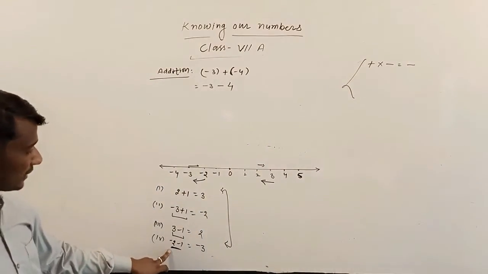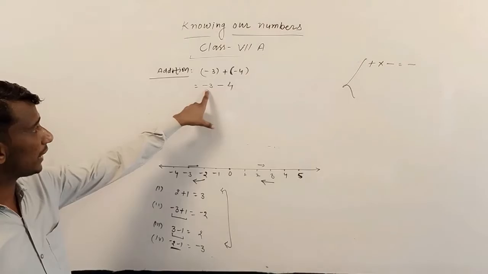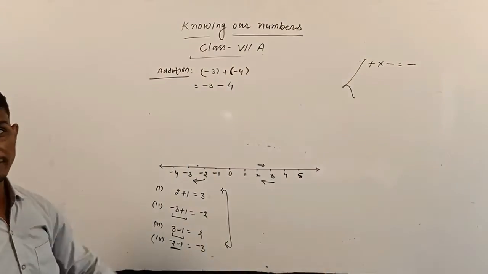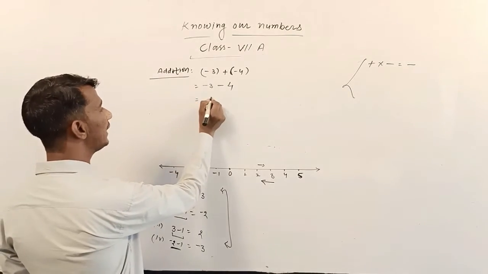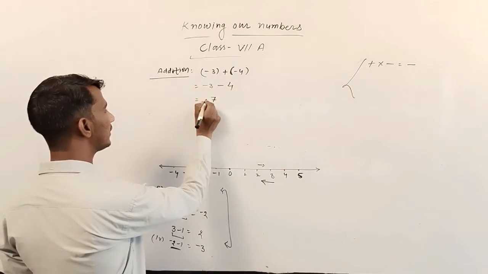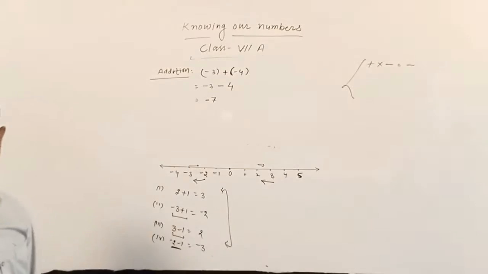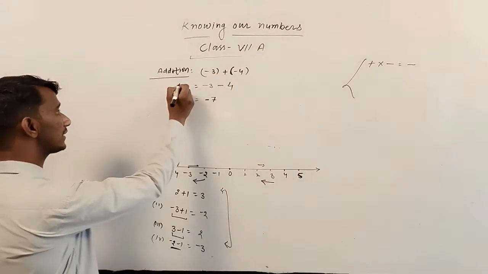So similarly you can see here, what is the value of -3 and -4? The sign indicates addition. So we add and put the negative sign. Understand? Next example.